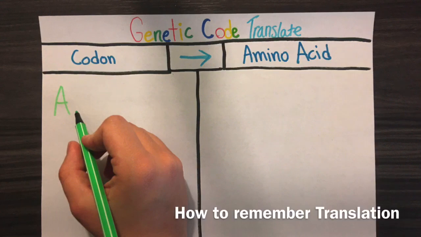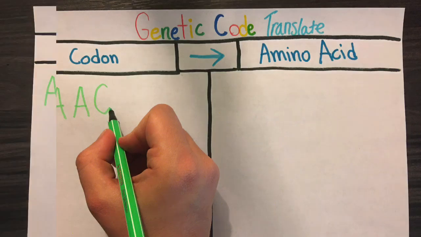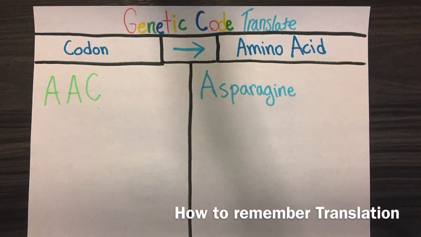A helpful way to remember translation is to think of Google Translate, because codons are one language and amino acids are another, and the genetic code serves as a Google Translate.